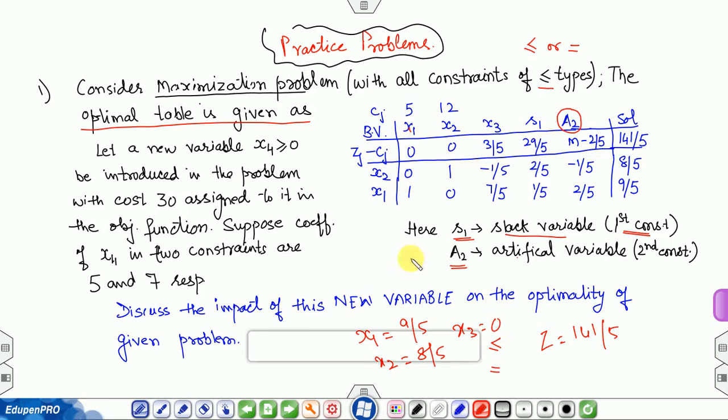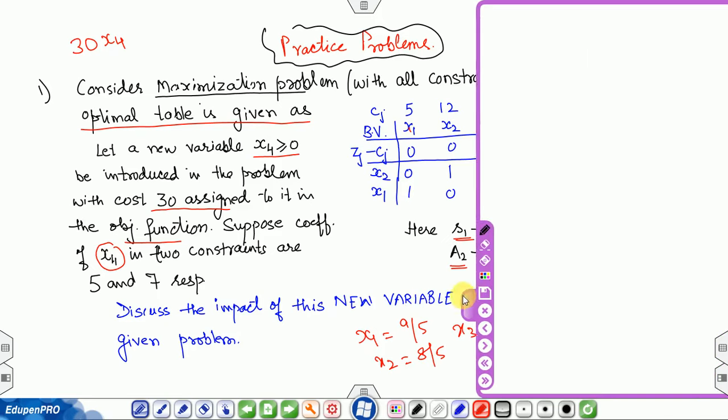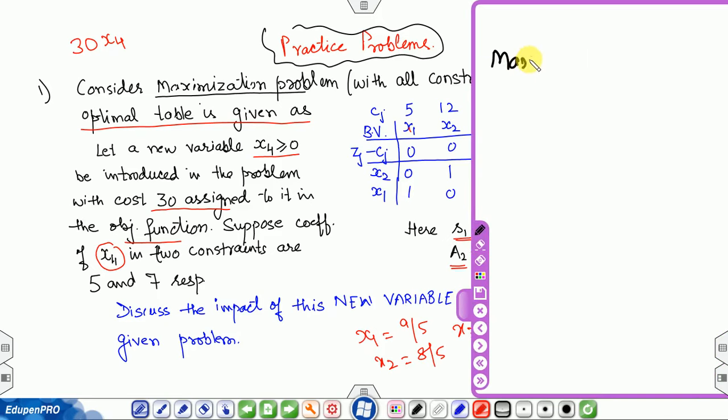Z is 141 by 5. Now the question is, you have to add a new variable x4, which is non-negative, which is the most important thing, whose cost factor is 30 in the objective function. It means the new objective function has a term 30x4. Suppose the coefficients of x4 in the two constraints are 5 and 7. So first formulate the problem. Because the LPP is not given, maximize Z equals x1 plus and so on, plus 3x3 plus 30x4.